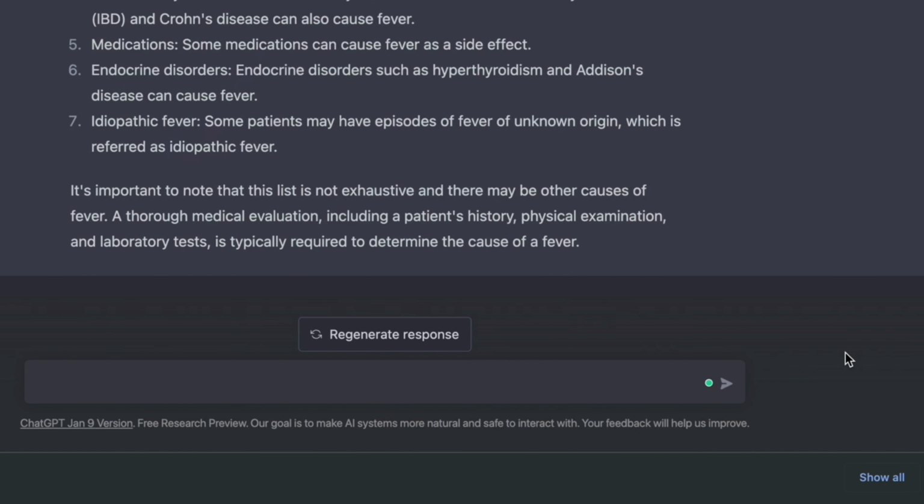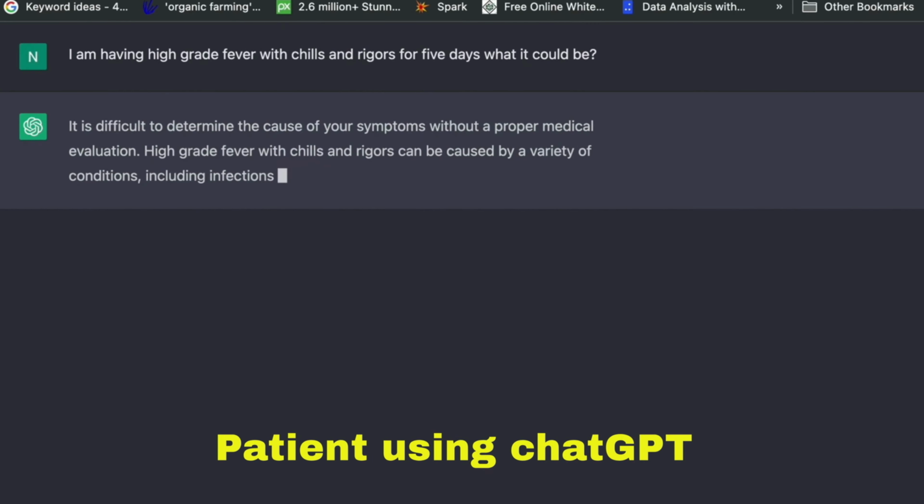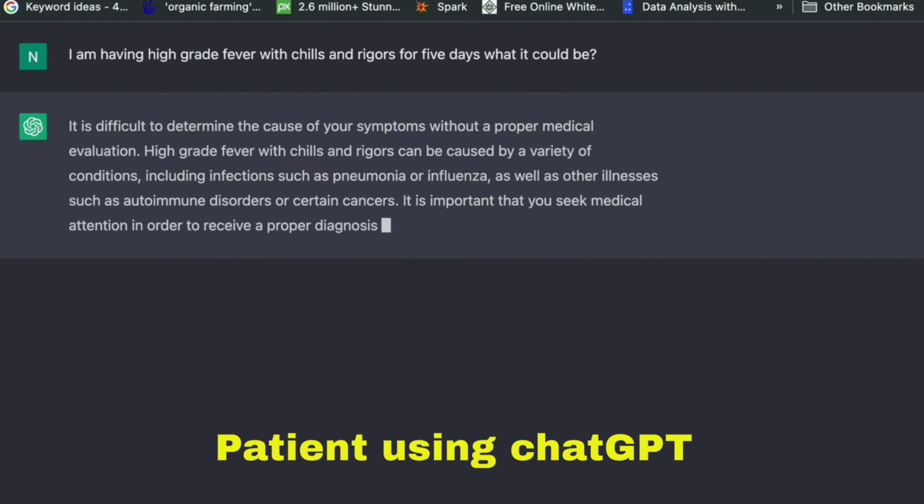Now the interesting part. What if I am a patient who is using ChatGPT? I am having high-grade fever with chills and rigor for 5 days. What could it be? It is difficult to determine the cause of your symptoms without proper medical evaluation. High-grade fever with chills and rigor can be caused by a variety of conditions. It is important that you seek medical attention in order to receive a proper diagnosis and treatment.